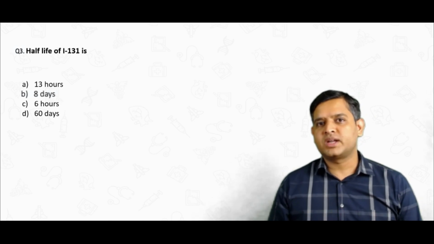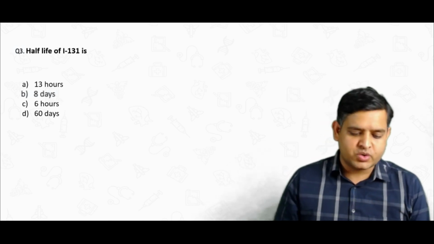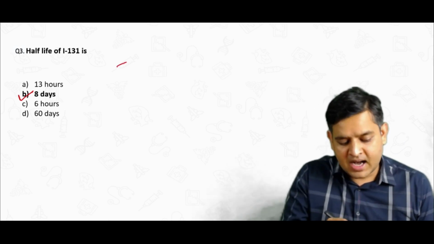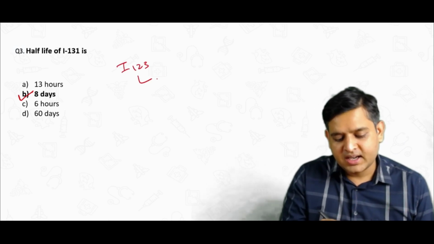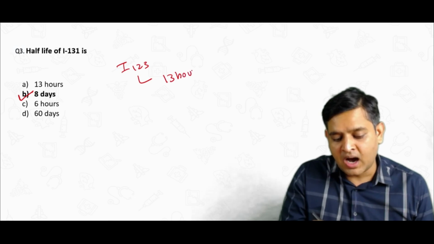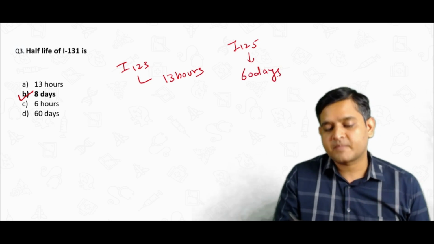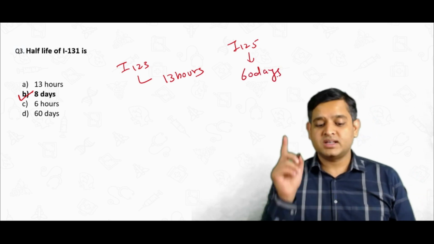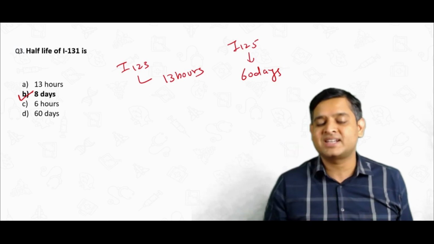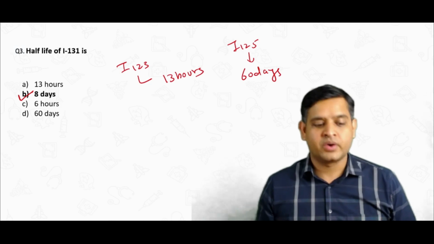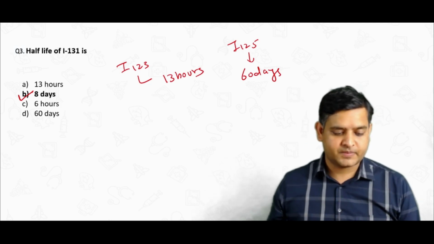Half-life of iodine-131 is... So again, it's a factual question. Answer is 8 days. Iodine-123 has a half-life of 13 hours, whereas iodine-125 has a half-life of 60 days. Iodine-123, 13 hours; 131, 8 days; and 125, 60 days. Okay, so please be careful with this.